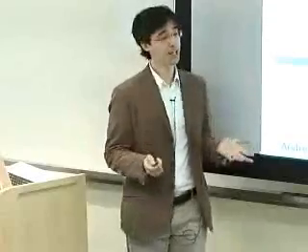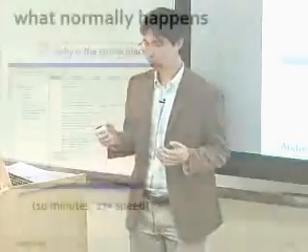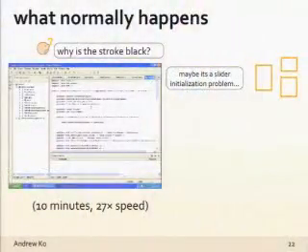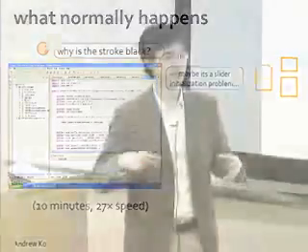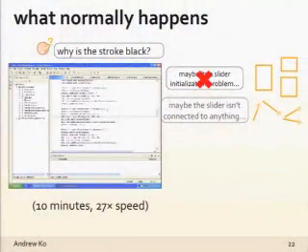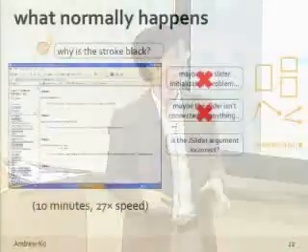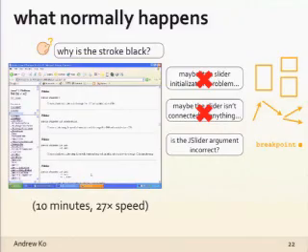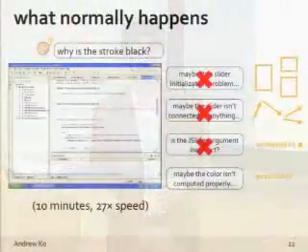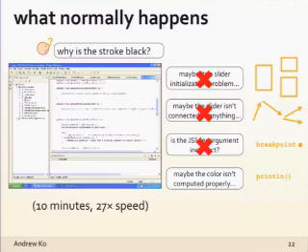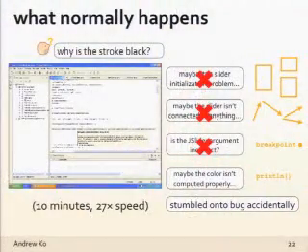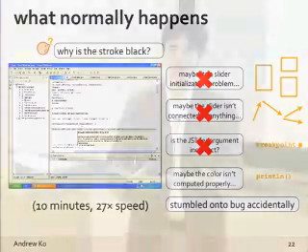They asked this question, why is the stroke black? And in the process, first started off by saying, well, maybe this slider isn't initialized properly, and explored some of the source files to find the initialization. And they said, well, maybe it's not connected to things properly, and started exploring dependencies in the source code. Thought maybe it was an argument problem, and explored the documentation on the constructor. Thought maybe the color wasn't computed properly. And only in the process of exploring all of those files did they accidentally stumble upon the actual bug. It was apparent from the source code what the problem was.